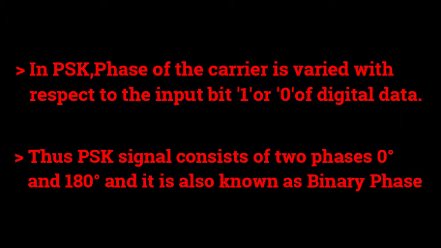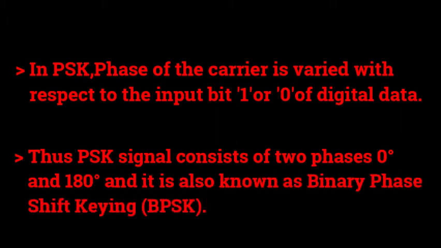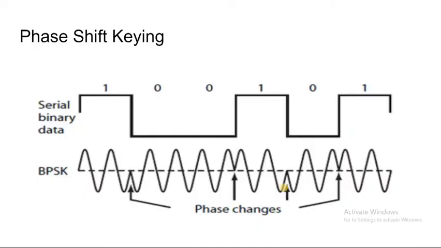Thus, the PSK signal consists of two phases, 0 degree and 180 degree, and it is also known as binary phase shift keying. Figure shows the PSK signal representation for a given input bit stream.